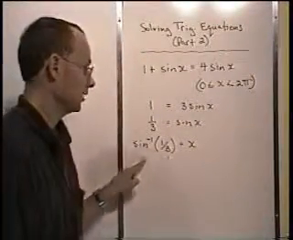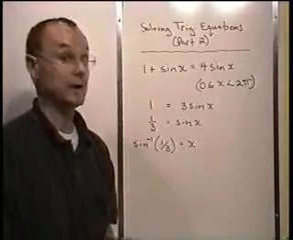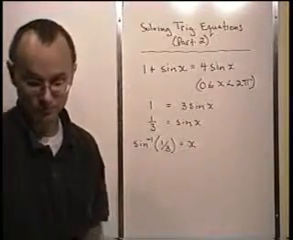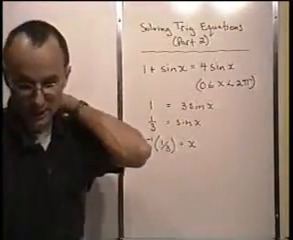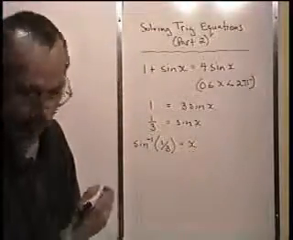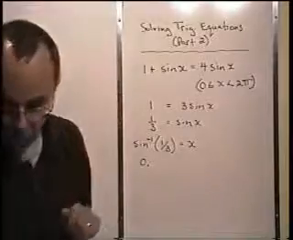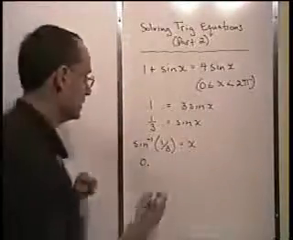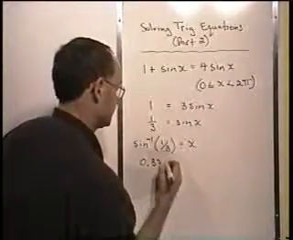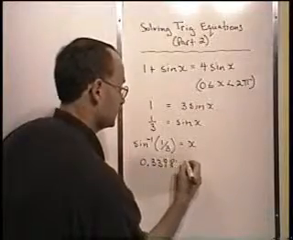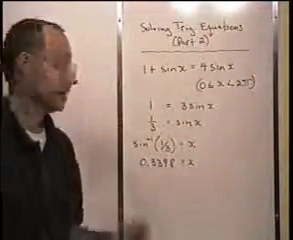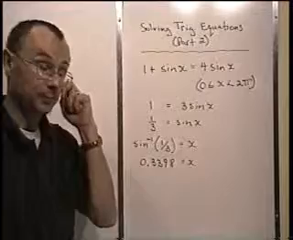So this becomes something that I would do on the calculator, making sure that it is set to radians. I've done that in advance, and I got this as a result. 0.3398. A very nice radian angle. So this would be one of our solutions.